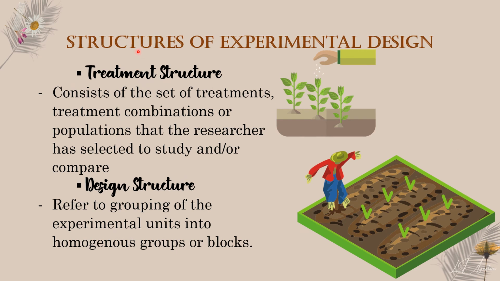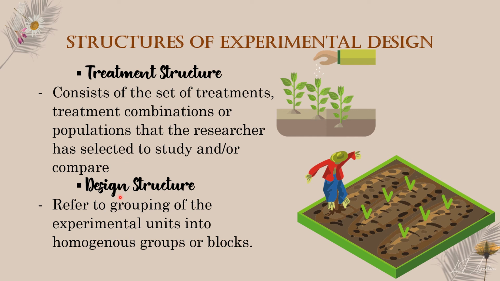And then we have these structures of experimental design. If I say what is treatment structure, it consists of the set of treatments, treatment combinations, or populations that the researcher has selected to study or compare. So this is your treatment structure. What is the structure of your treatments? Are they two factors or only one?